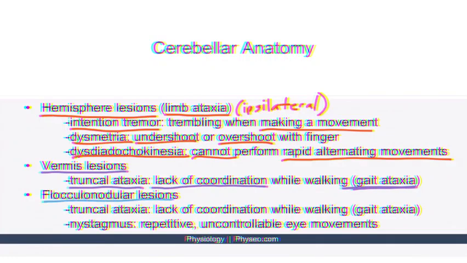Flocculonodular lesions will cause truncal ataxia, just like we mentioned with the vermis lesions, and will result in gait ataxia. But it will also result in nystagmus, which is those repetitive, uncontrolled eye movements.